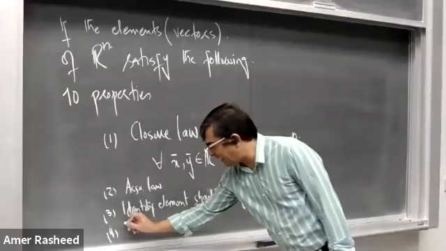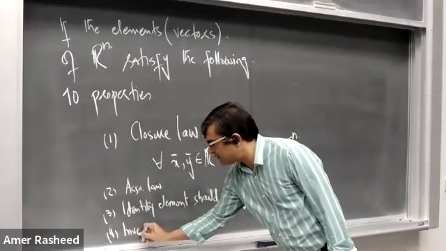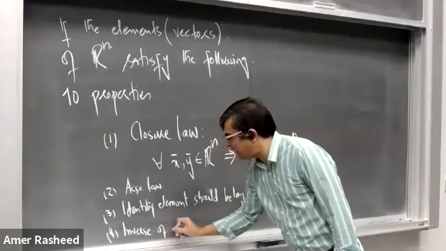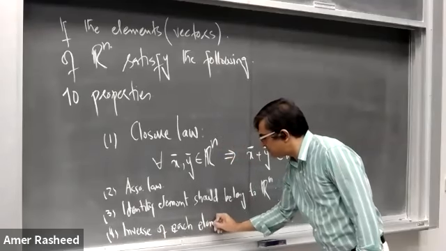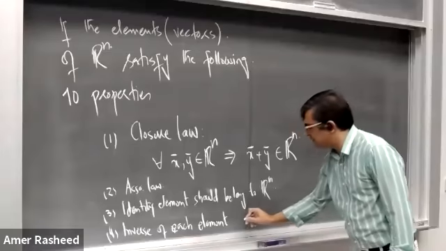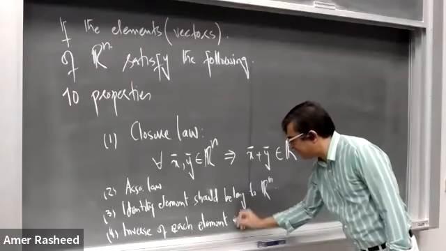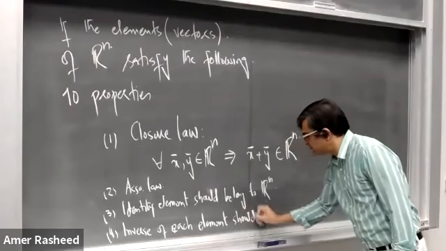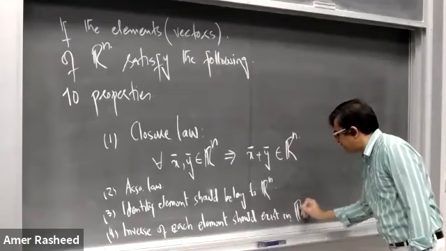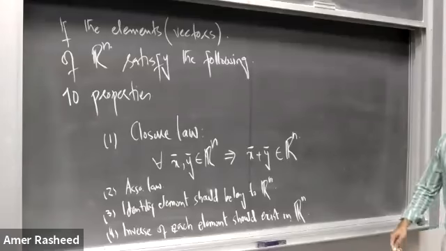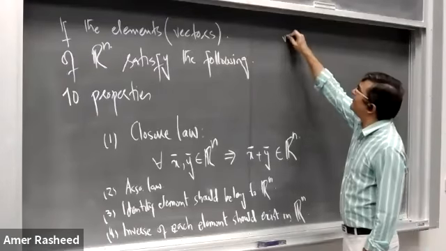The next is inverses should exist. Inverse of each element should exist in Rn.